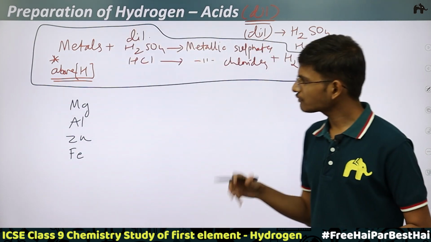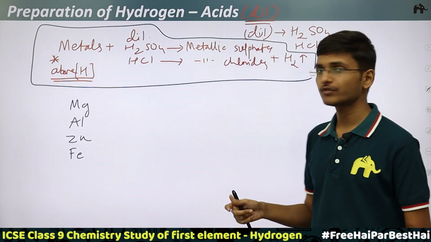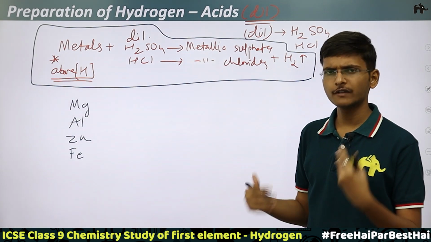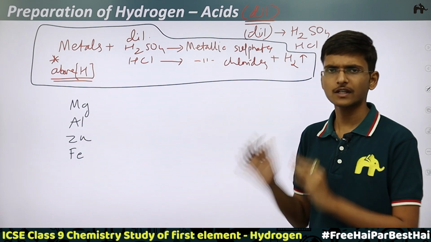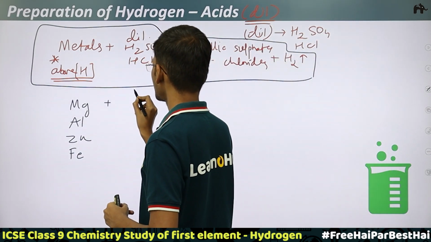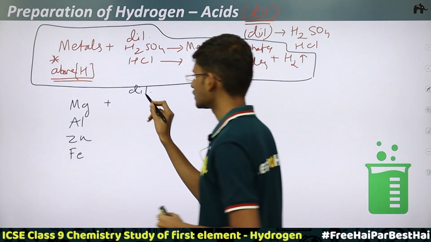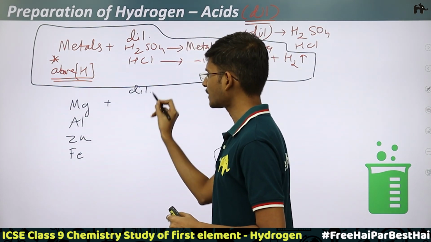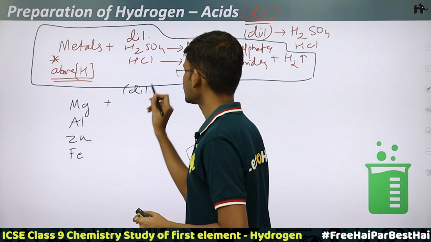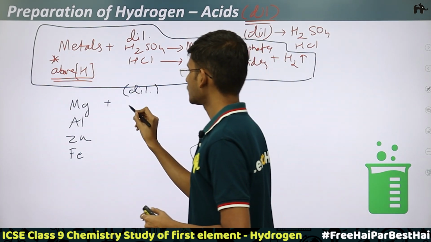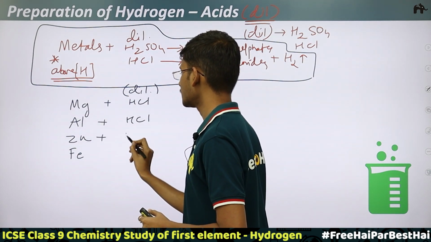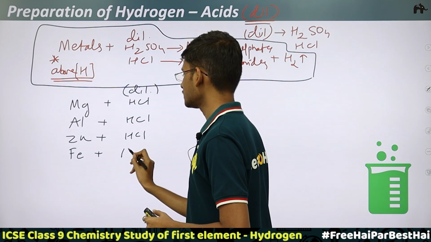Very clear. So what we will do is we will first see the reactions with dilute hydrochloric acid, and then we will move on to see the reactions with dilute sulfuric acid. Very simple. So what would happen when magnesium reacts with, I'm just writing here above only, dilute. Now here I'm not going to repeat the word dilute for each and every element. I'm just simply writing dilute here at the top. Hydrochloric acid, aluminium, hydrochloric acid, zinc, hydrochloric acid, iron, hydrochloric acid.